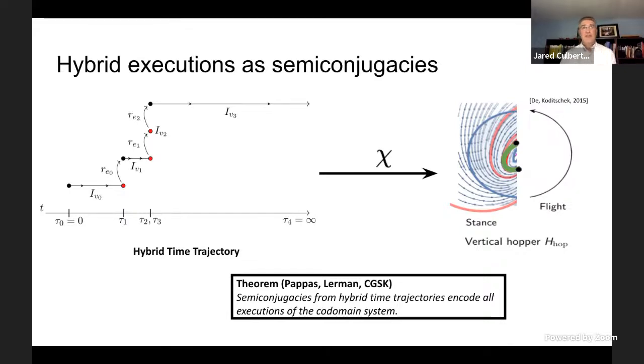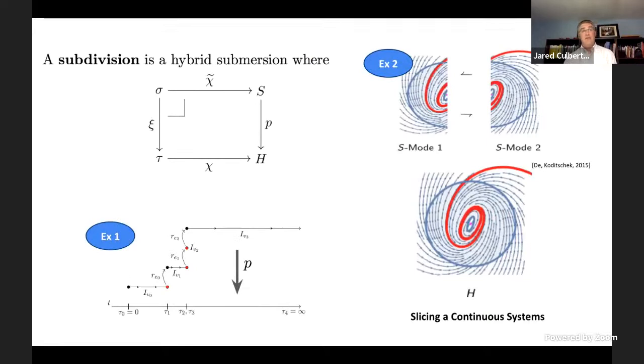So once we have this idea of hybrid executions described in this way, we can think about what it might mean to subdivide a hybrid system. And in this case, this is important for us when I'll show on the next slide in defining this template and anchor construction.